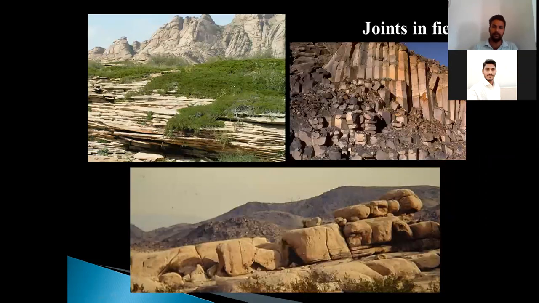Let us see some well-known examples of joints in the field. The first picture shows the sheet joint. The second picture shows the columnar joint. And the third picture shows the mural joints. In sheet joints, you can see the development of the sheets over there. In the columnar joint, you can see the small columns. Usually basalt shows such kind of joints, whereas granite shows such kind of mural joints where the cubical blocks are separated. They may not be exact cubes, but they are quite near to a cube, and hence they are called mural joints.